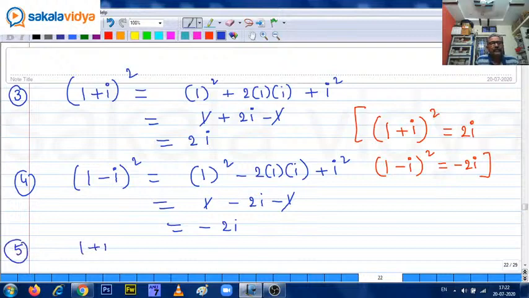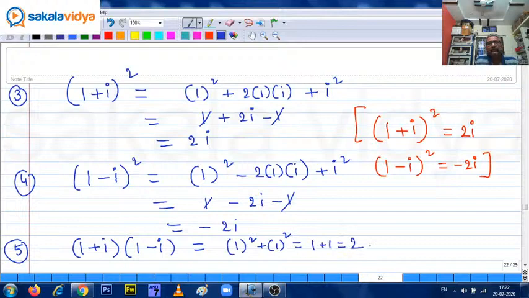What is 1 plus I into 1 minus I? Anybody? This is actually mod Z square. Mod Z square means 1 square plus 1 square, imaginary part also 1 square. 1 plus 1, 2. 1 plus I into 1 minus I is 2. So that means you remember this one also. 1 plus I into 1 minus I is 1 minus I square, that is 2. So these points remember in your mind.